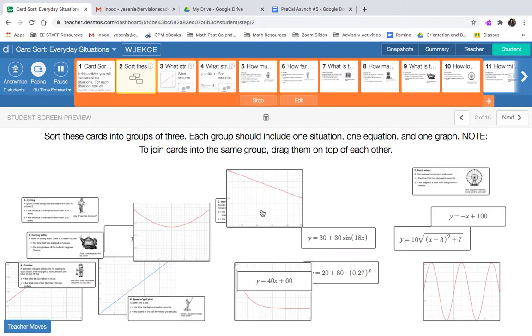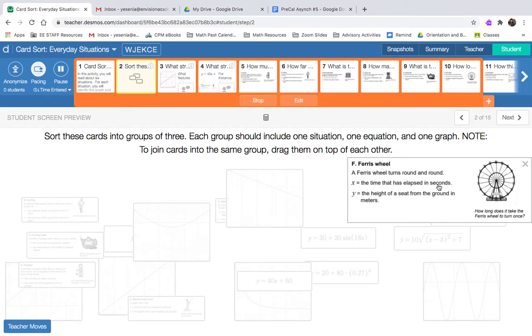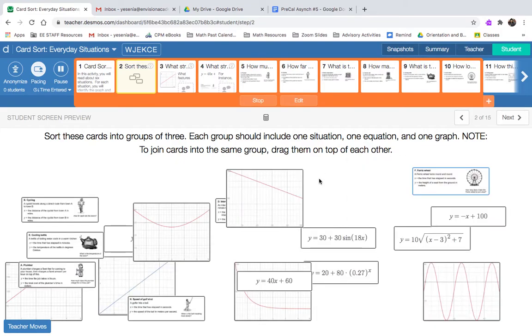So this is the sort you have to do on slide 2. What I mean by this sort is you need to match up 3 different things. Sort these cards into groups of 3. Again, each group should have 1 situation, 1 equation, and 1 graph. This is a graph. This is an equation. This is a situation. So you have to match up 3 of those.